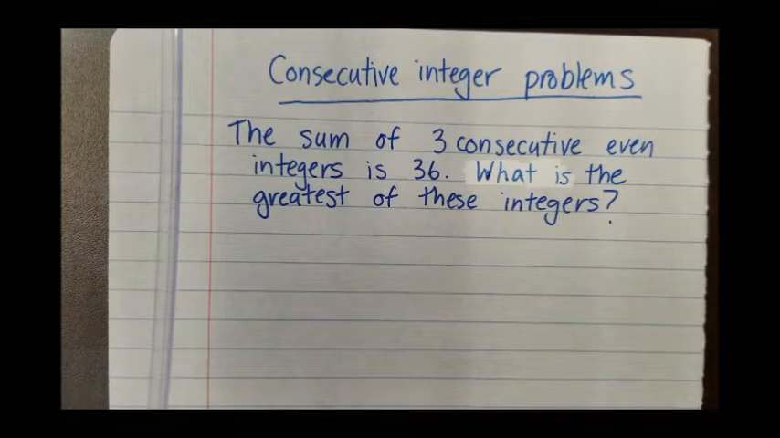In this video, I'm going to do an example of a consecutive integer problem. Okay, so here's our problem. The sum of three consecutive even integers is 36. What is the greatest of these integers?